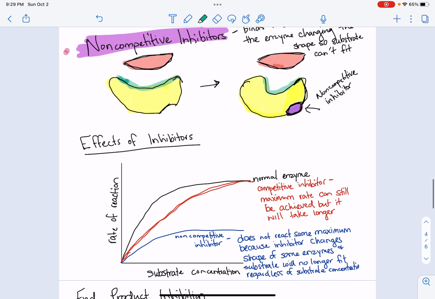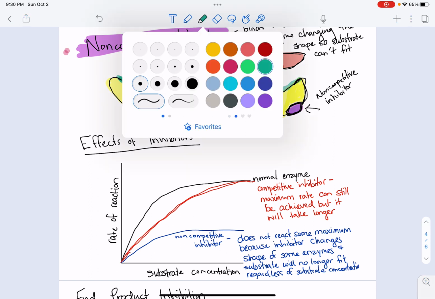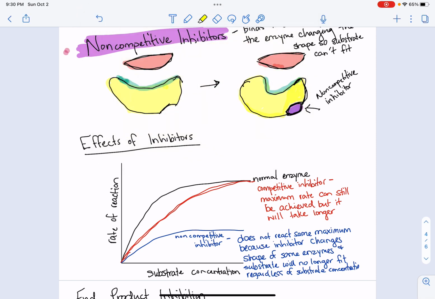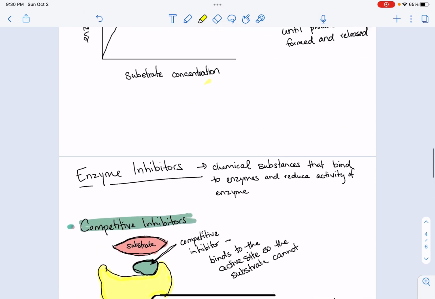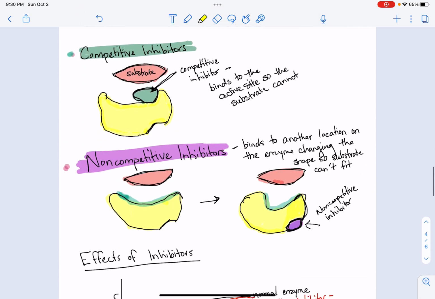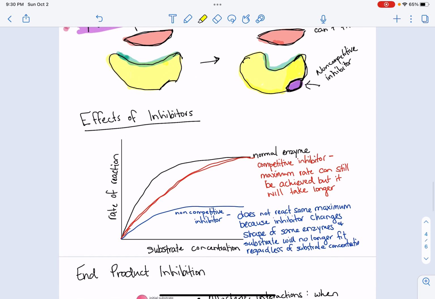So this is what the effect looks like if you look at the graph. A normal enzyme, just like we talked about, same thing up here as down here. Normally, with a normal enzyme, a maximum rate of the reaction will eventually occur.